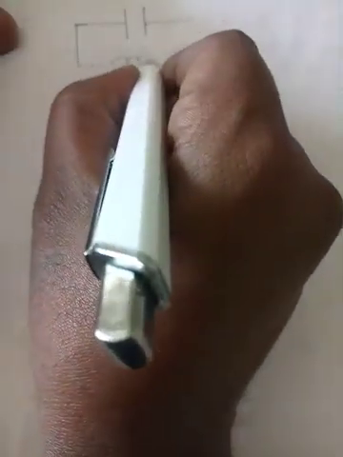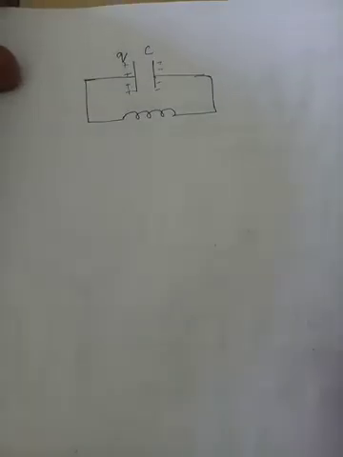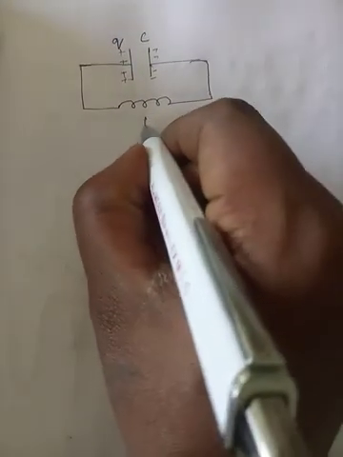What do we consider? We consider a capacitor connected to an inductor. The capacitor is charged initially, having capacitance C and charge Q. The inductance of the inductor is L.